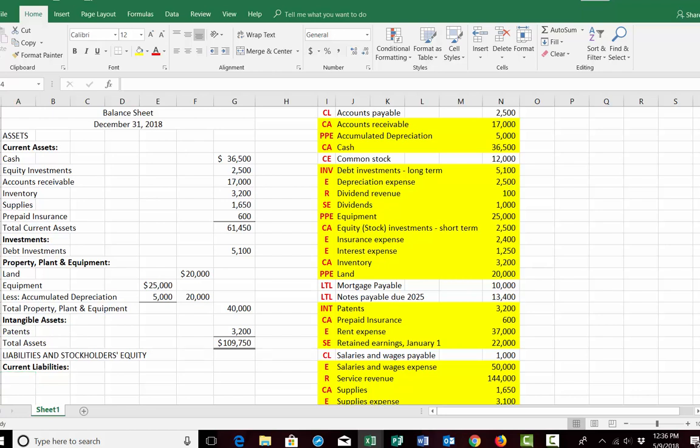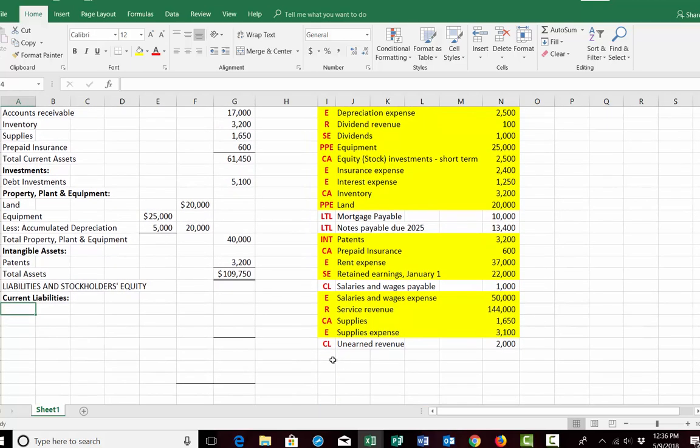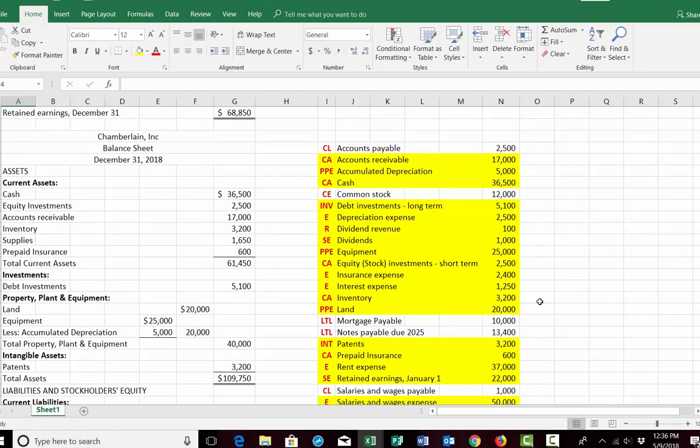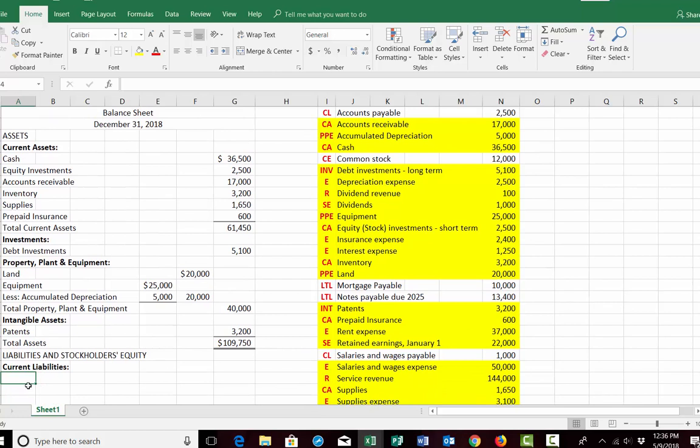We have accounts payable. And let's see, our only other current liability is unearned revenue. No, salaries, wages, payable. So we have three. All right, so unearned revenue is 2,000, salaries and wages is 1,000, and our accounts payable is 2,500. So let's put accounts payable first. I'm going to highlight that.